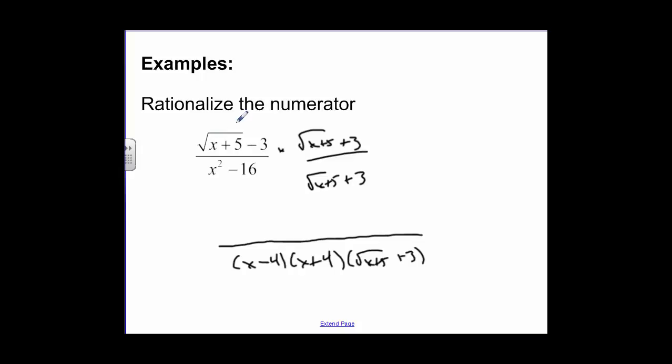If you do root x plus 5 times root x plus 5, that will literally give you x plus 5. And then minus 3 and plus 3 gives you minus 9. But if you want to save a step here, plus 5 minus 9, minus 4.